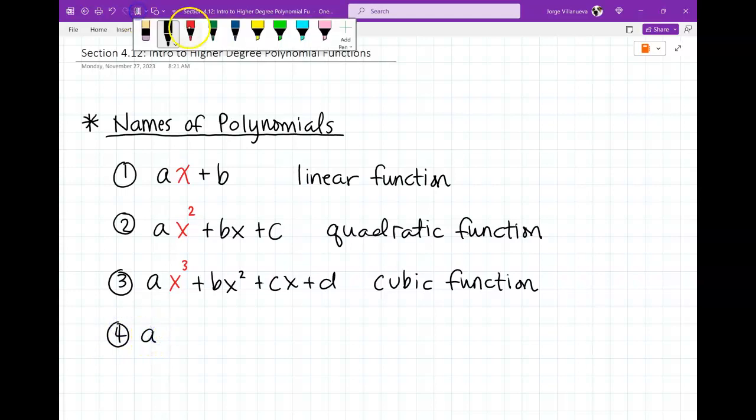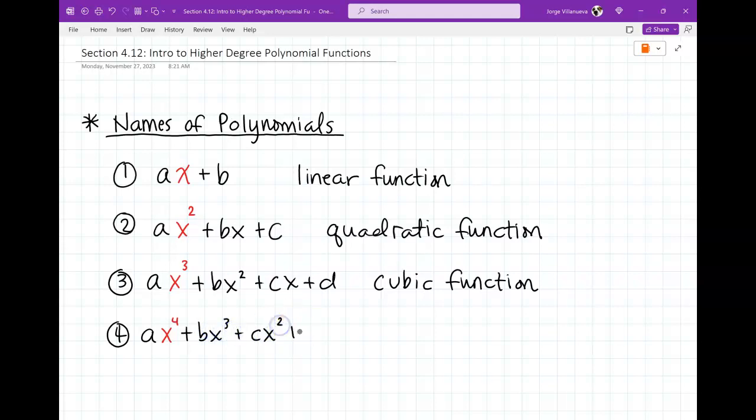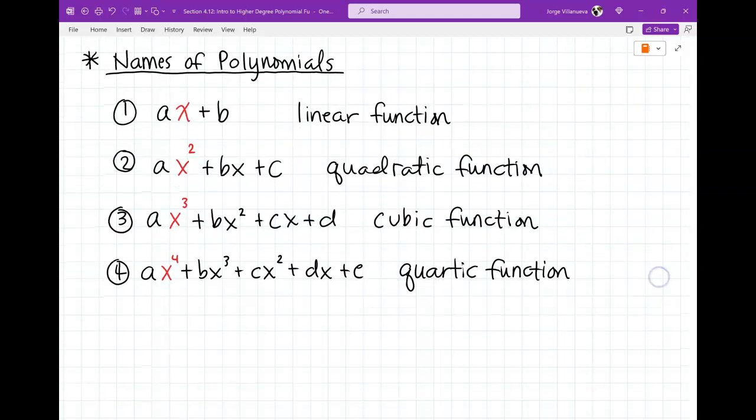So ax to the fourth plus bx cubed plus cx squared plus dx plus e. This is called a quartic. And then, like I said, they always want us to go all the way up to 5, so we're going to do one more.